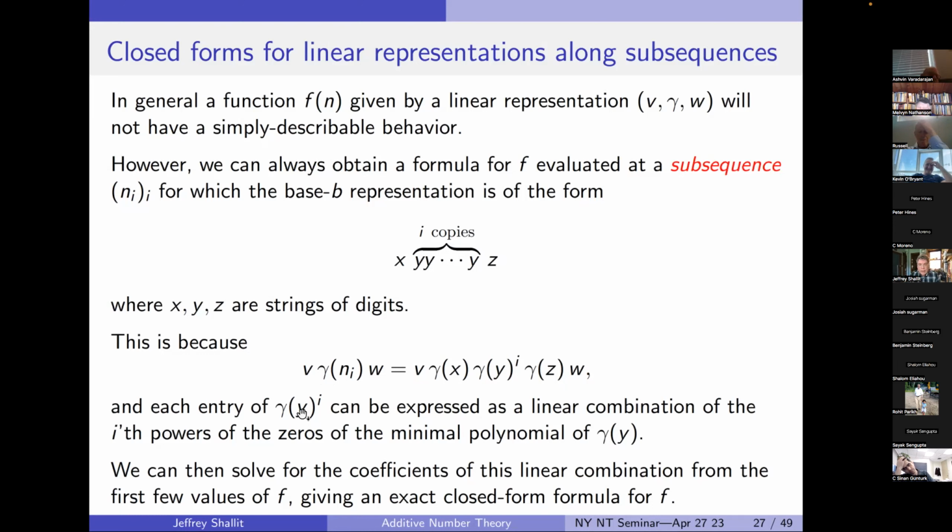And each entry of this gamma of y to the i, what is it? Well, by the Cayley-Hamilton theorem, it's just a linear combination of the ith powers of the zeros of the minimal polynomial for that matrix. So we can just ask Maple or Mathematica to compute the minimal polynomial of gamma of y, and then solve for this linear combination of these zeros, having computed the first few values of f, maybe right from the linear representation.